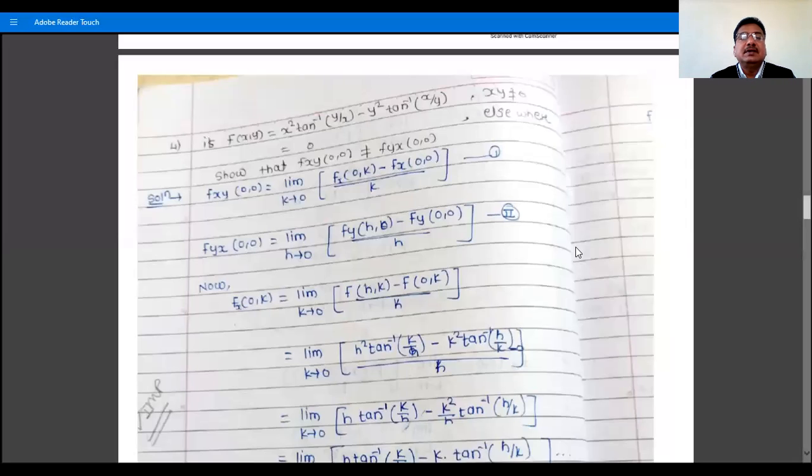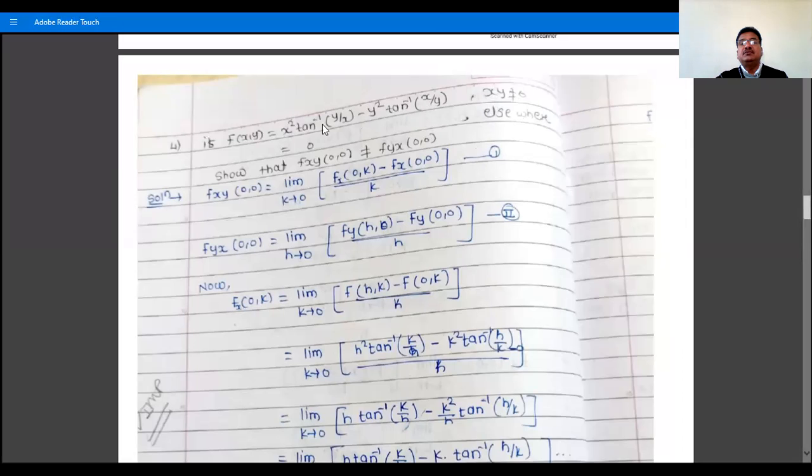Next problem: if f(x,y) is x² tan⁻¹(y/x) − y² tan⁻¹(x/y) if x·y is not equal to 0, and is 0 elsewhere, that is, if one of them is 0 then the value is also 0. When xy is 0, one of them is 0 or both are 0.